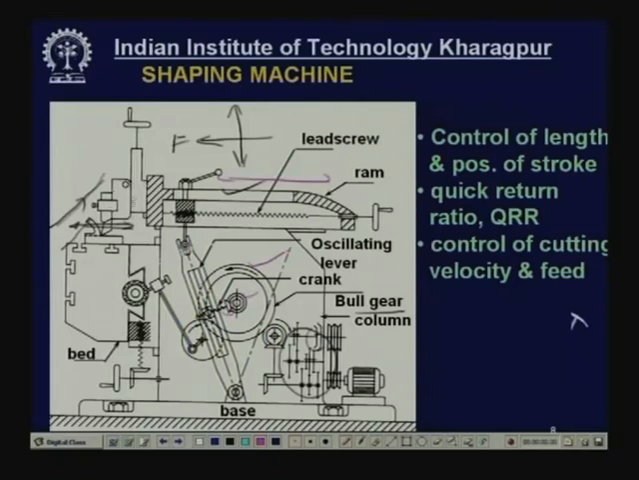On that this clapper box is fixed. On the clapper box there is a tool holder, and in the tool holder there is a cutting tool. So, along with the ram this cutting tool reciprocates. This is how we get all the motions.